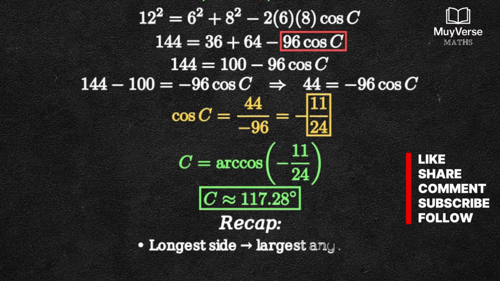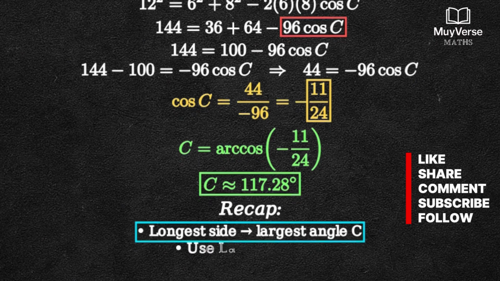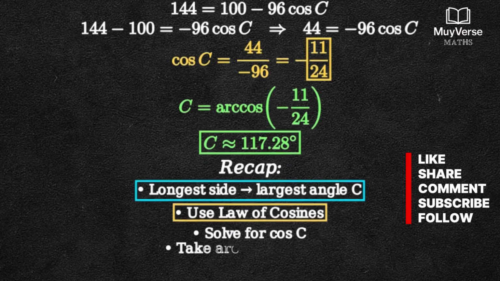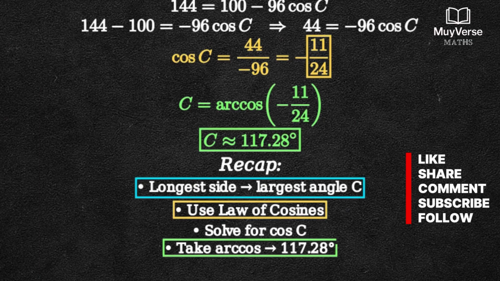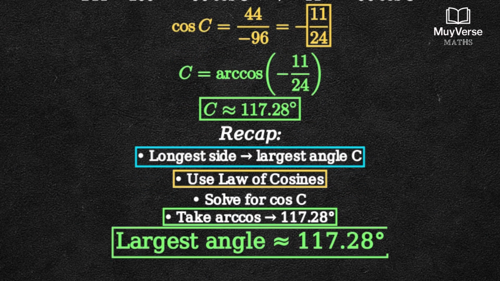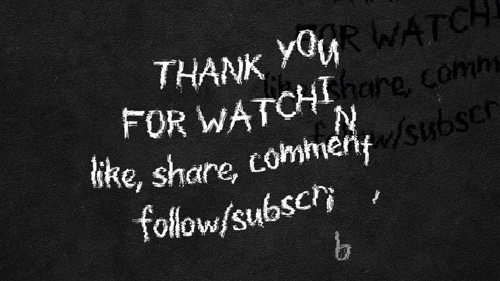Recap. Longest side 12 points to the largest angle C. Apply the law of cosines. Substitute, simplify, and solve for cosine C. Take arc cos to get approximately 117.28 degrees. Final answer. The largest angle is approximately 117.28 degrees.